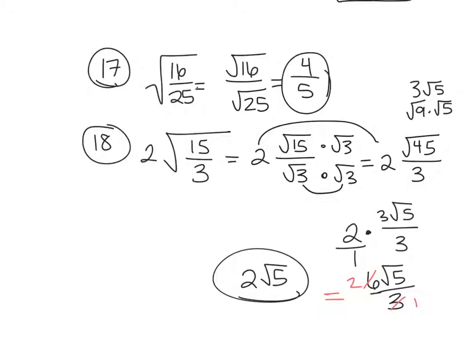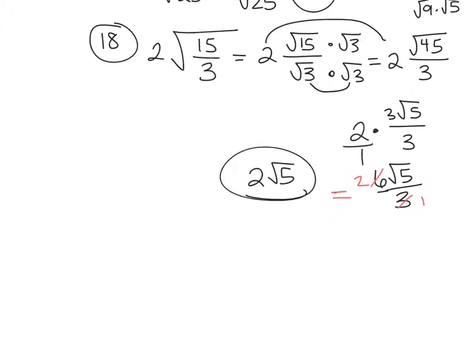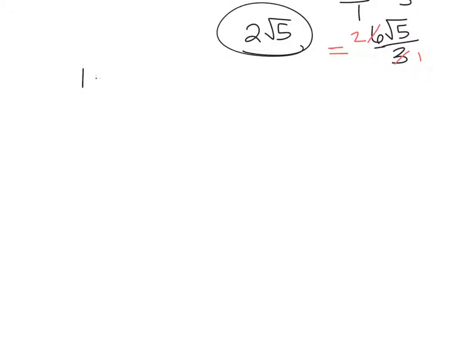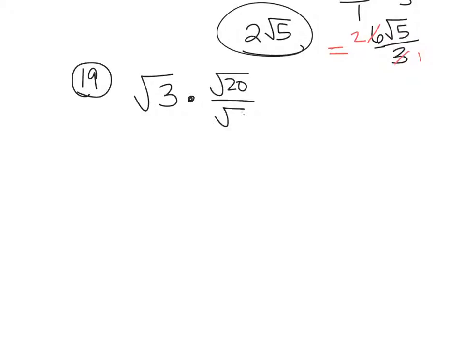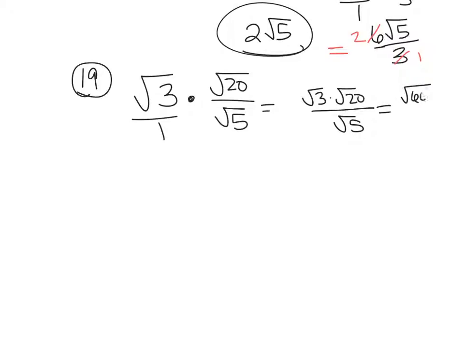All of your problems are going to be like this. Let's just do one more challenging one, and we'll call it a day on notes. So we have the square root of 3 times the square root of 20 over the square root of 5. So a couple ways that you can look at this. You could multiply. Remember I said this is over 1. So you can multiply the square root of 3 times the square root of 20 on top over the square root of 5. And this would give you the square root of 60 over the square root of 5.